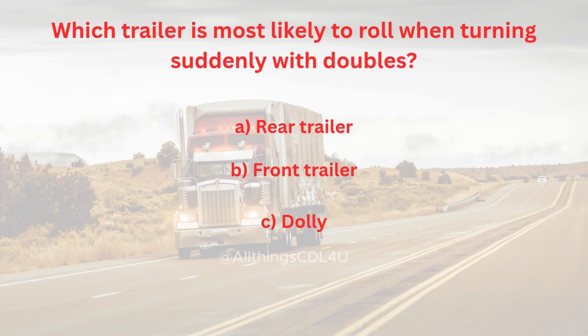Which trailer is most likely to roll when turning suddenly with doubles? A. Rear trailer. B. Front trailer. C. Dolly. A. Rear trailer.